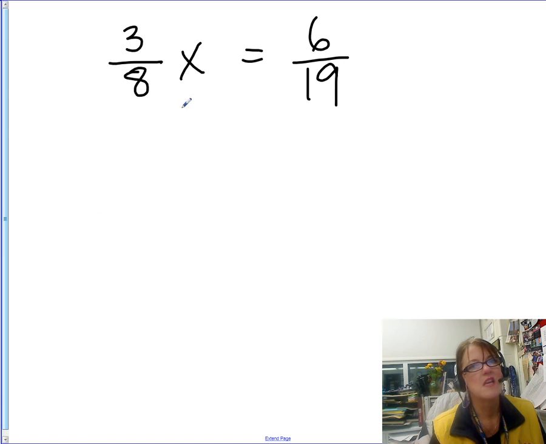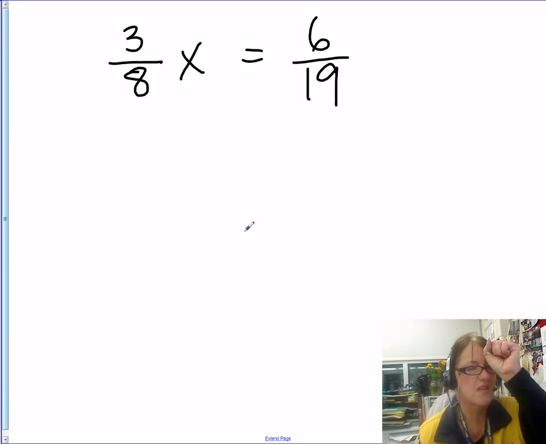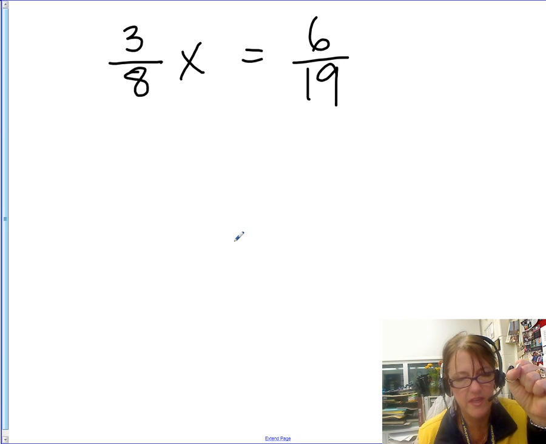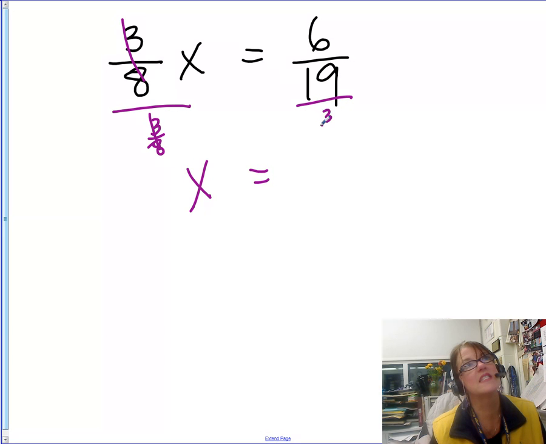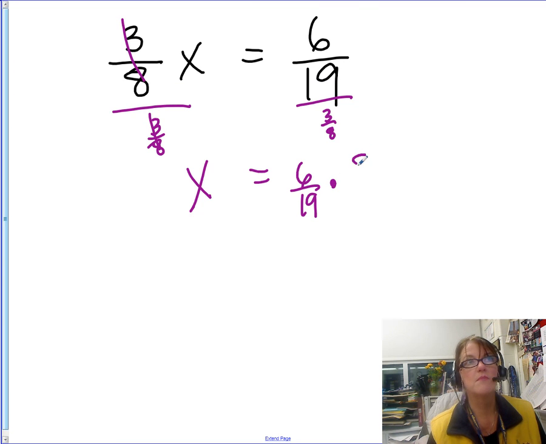3/8 times x. I'm multiplying. 3/8 is just a number. It's a number times x, so I'm going to divide by that number to get the variable alone, okay? Yes, it looks awkward having this big old compound fraction, but 3/8 divided by 3/8 is 1. On this side, you also have to take 6/19 divided by 3/8. Think about what that looks like. Dividing by a fraction means multiply by the reciprocal.